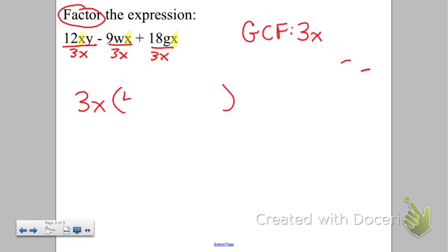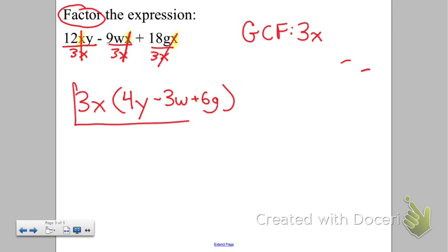12 divided by 3 is 4. These x's just cancel out, and I'm left with 4y. Negative 9 divided by 3 is negative 3. X divided by x becomes 1 and just cancels out, so I'm left with w. Positive 18 divided by 3 is 6. Again, x divided by x is 1, cancels out, and I'm just left with a g. So this would be my factored expression.